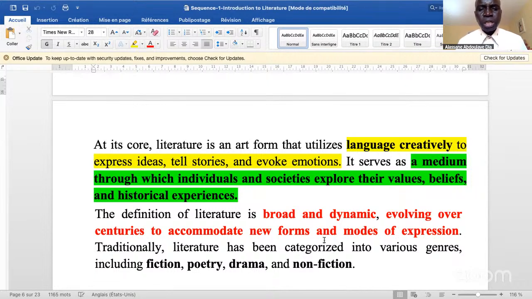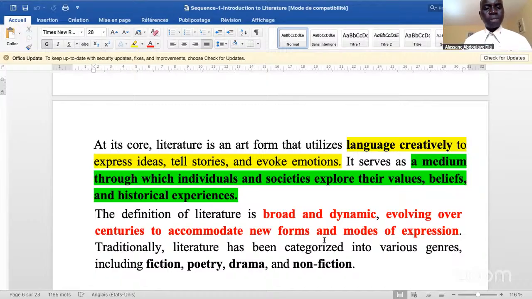So traditionally, literature has been categorized into various genres, including fiction, poetry, drama, and nonfiction. I told you that, understand it. Literature is categorized into various genres, and these literary genres, you talk about fiction. Give me one example of fiction. Tell me the novel. Ambiguous Adventure, example of novel, say Ambiguous Adventure by Cheikh Hamidou Kane.